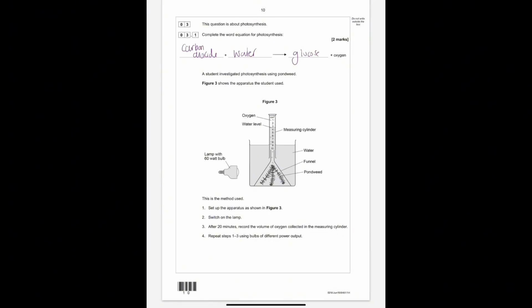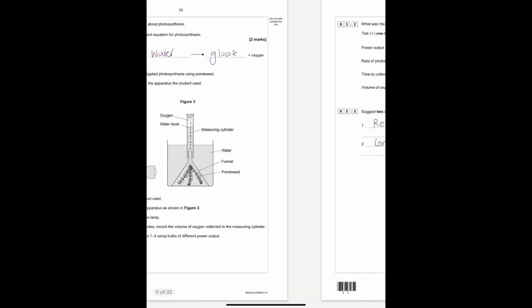Right, let's go through this practical question. A student investigated photosynthesis using pondweed. Figure 3 shows the apparatus the student used. This is the method that they have used. Step 1, set up the apparatus as shown in figure 3. Step 2, switch on the lamp. Step 3, after 20 minutes, record the volume of oxygen collected in the measuring cylinder. Step 4, repeat steps 1 to 3 using bulbs of different power output.